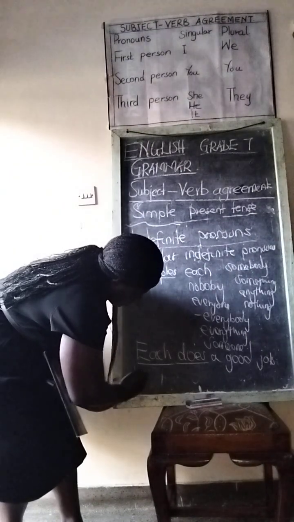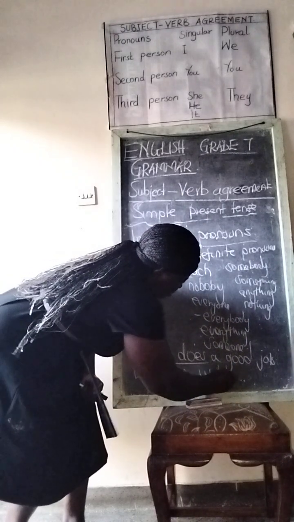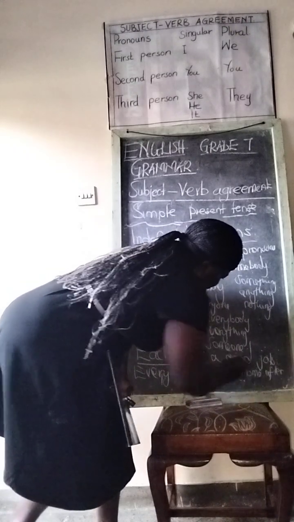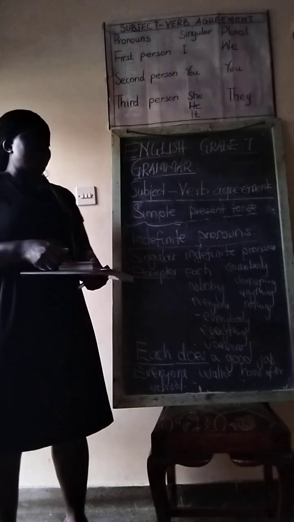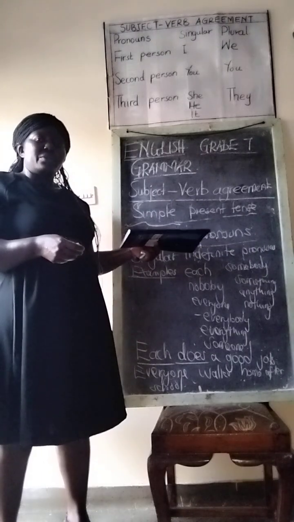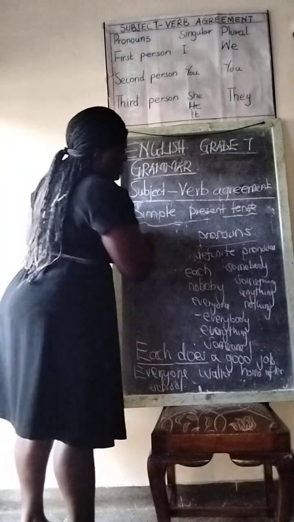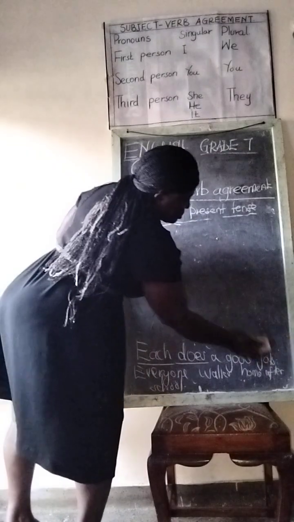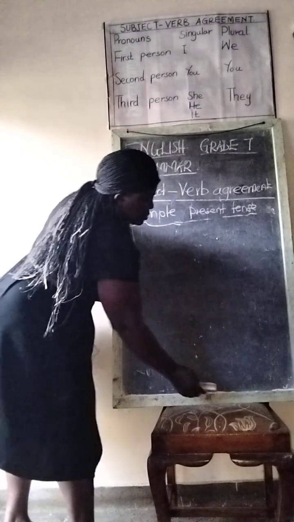You can also say, everyone walks home after school. Everyone walks home after school. Singular indefinite pronouns take singular verbs. Now let us look at plural indefinite pronouns. You have examples there. You can make even three examples if you are very fast.